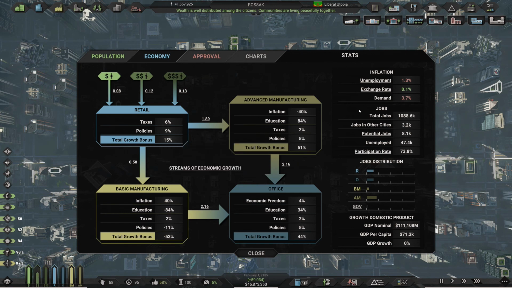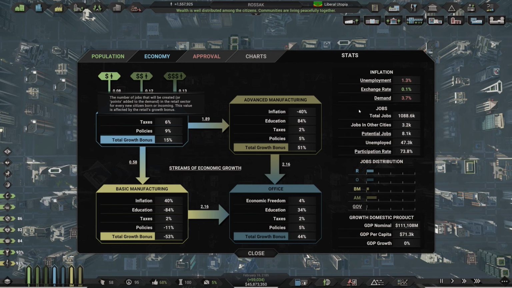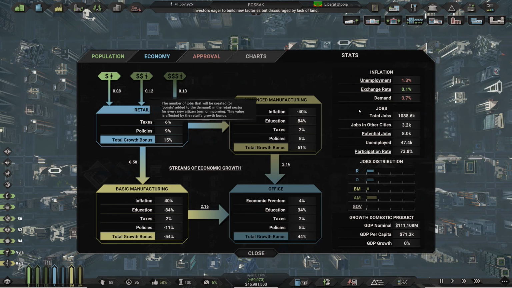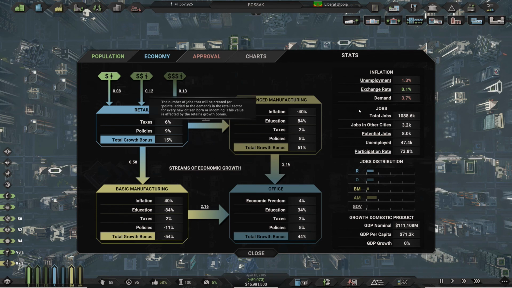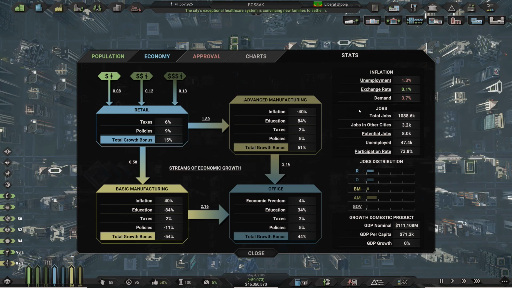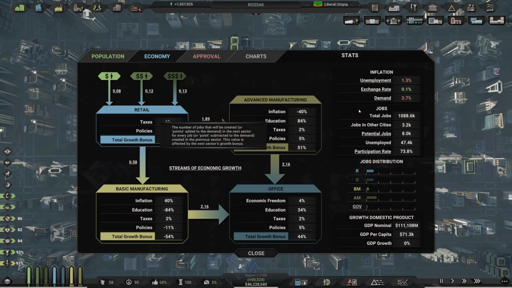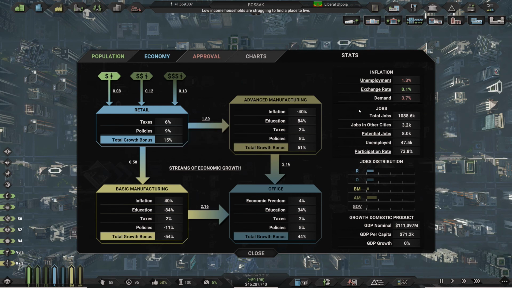So here you have all the various factors. The number of jobs that will be created in the retail sector for every new person: 0.08, 0.12, 0.13. So not much difference between middle and higher class. My total growth bonus on the retail is 15%, 6% from taxes, 9% from policies. That gives 0.58 jobs that will be added to the demand for basic manufacturing, or 1.89, which is a really good factor, for advanced manufacturing.